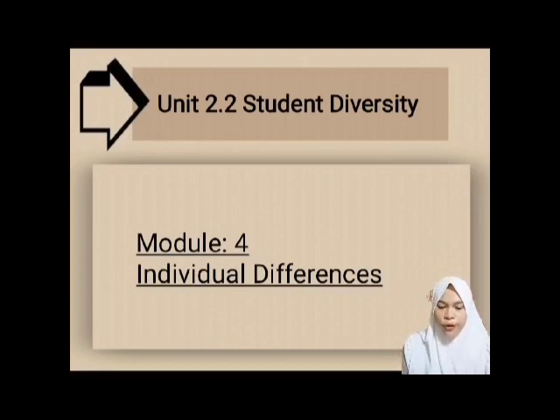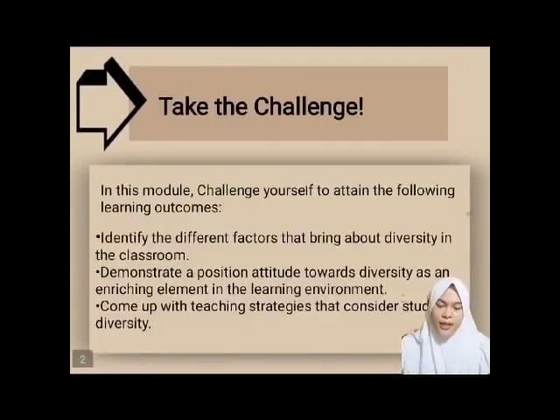So, Module 4, Individual Differences. Take the challenge. In this module, challenge yourself to attain the following learning outcomes. Identify the different factors that bring about diversity in the classroom. Demonstrate a positive attitude towards diversity as an encouraging element in the learning environment, and come up with teaching strategies that consider student diversity.